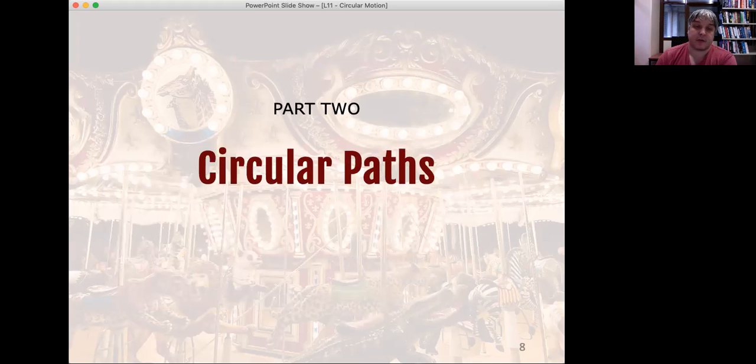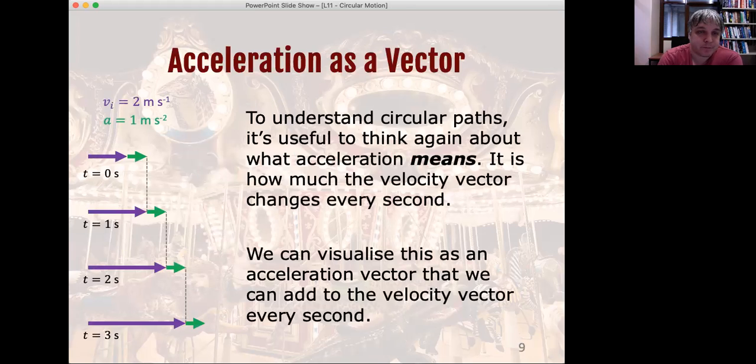So to start with, those circular paths, as I said, we're going to go right back to the start and we're going to define our motion. In order to make sense of it all though, we want to return to acceleration as a vector. This is something we almost skipped over a little bit. I didn't get too graphic with my acceleration vector example, so I'm going to do that now. When you have an acceleration vector, that is how much the velocity vector changes every second.